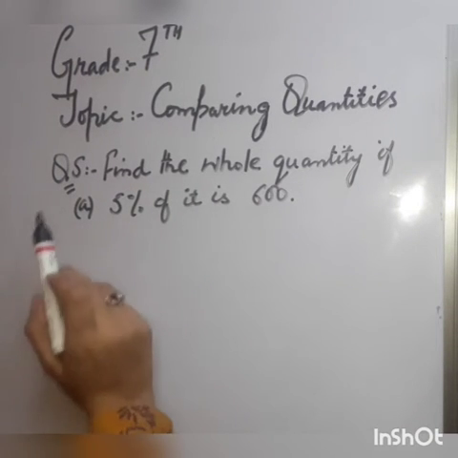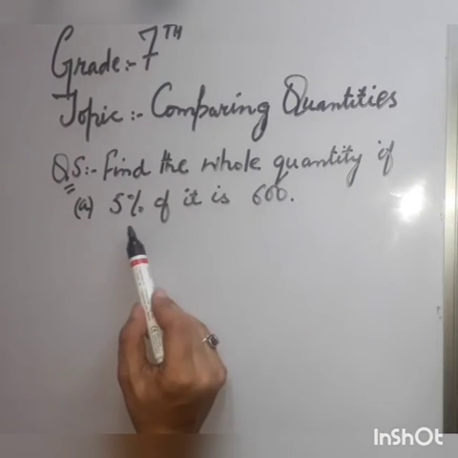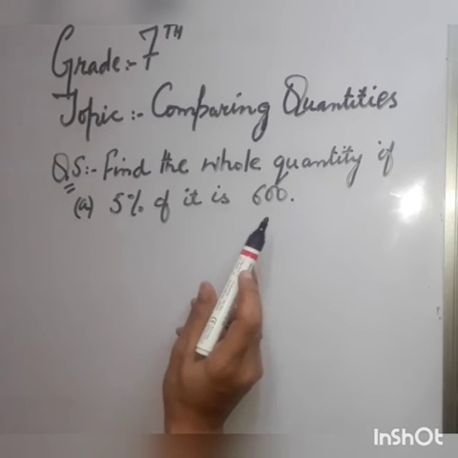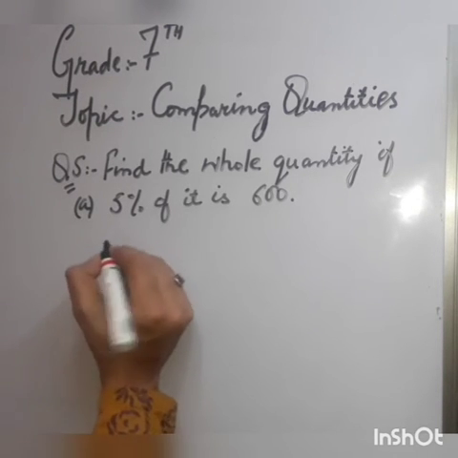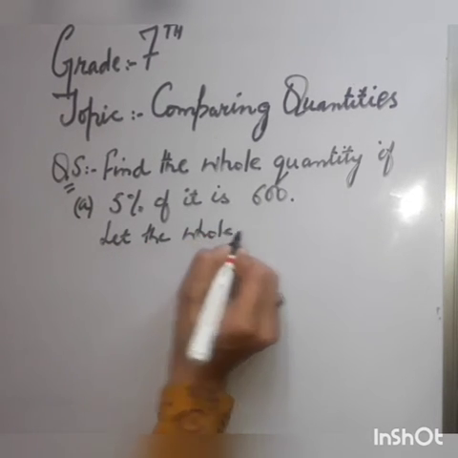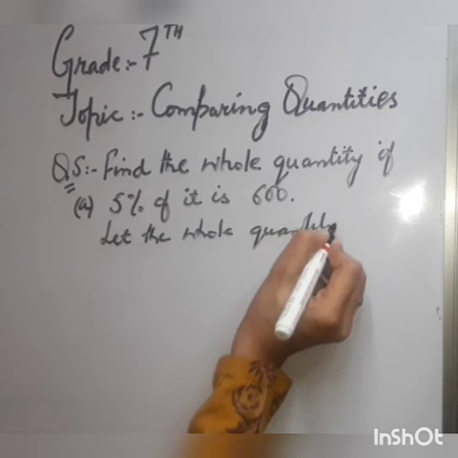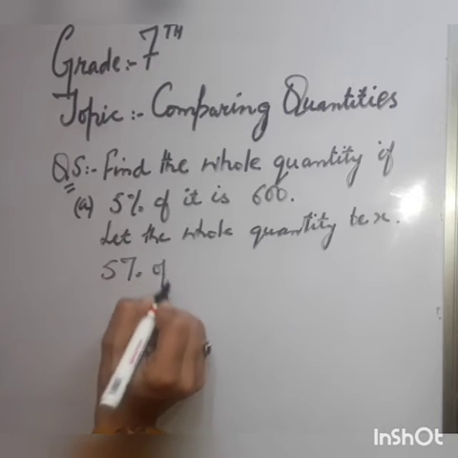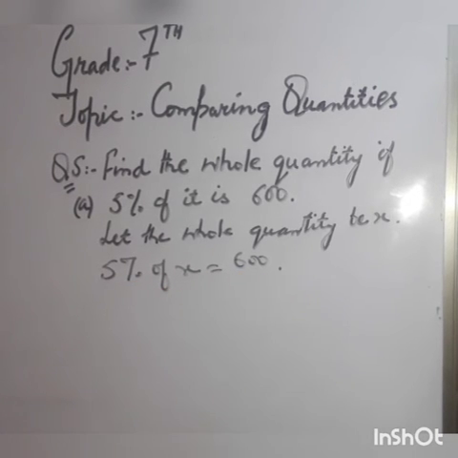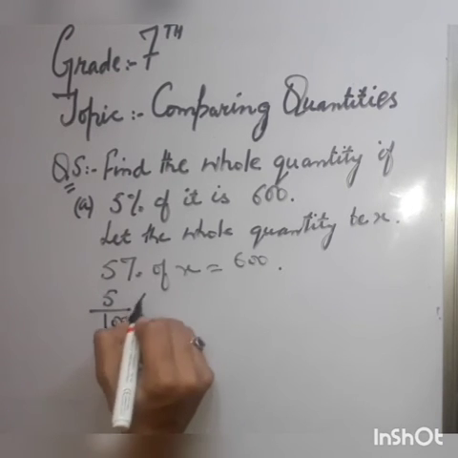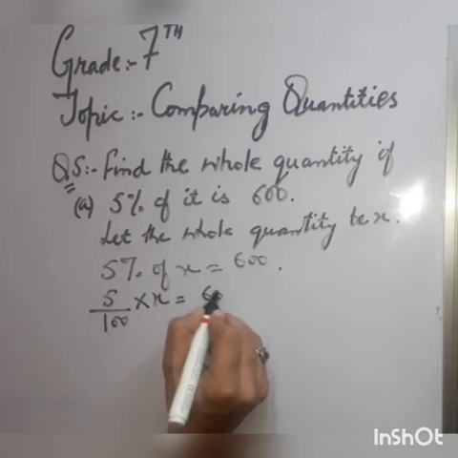Now students, question number 5 is to find the whole quantity if 5% of it is 600. We have to find the whole quantity, that is, what is the total quantity if 5% of that total quantity is 600. So we'll write, let the whole quantity be x. So we can write 5% of x is equal to 600. Clear? Now this 5%, we can write as 5 by 100. Of means multiplication, and x is equal to 600.